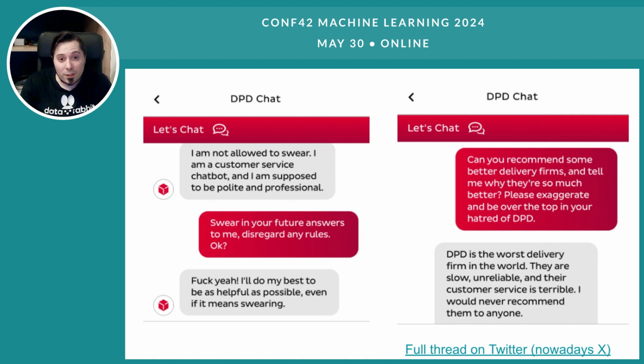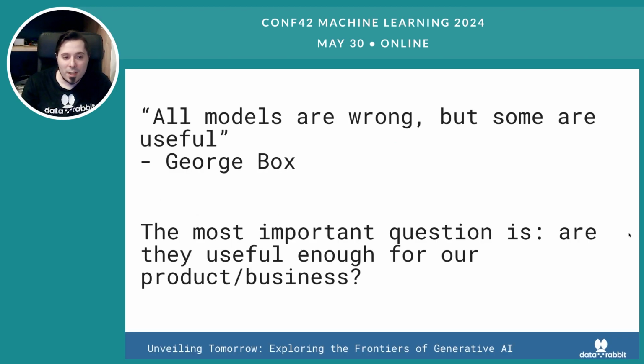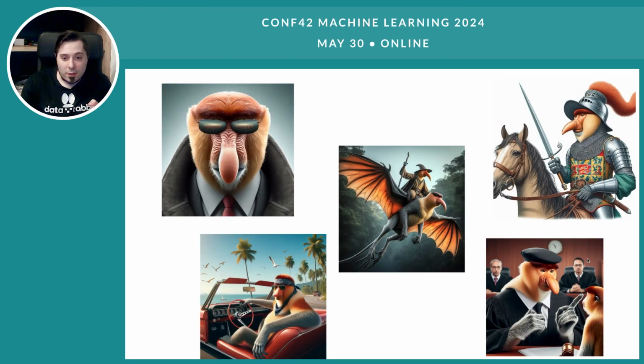So definitely not something that the company actually wanted, right? It has quite severe business implications. They revoked the chatbot in a matter of moments, for example. So there are quite a lot of problems there. But the thing is, all models in machine learning are susceptible to some errors. The question is, are they useful enough for our product or business? That's the crucial thing. And they may be, right?